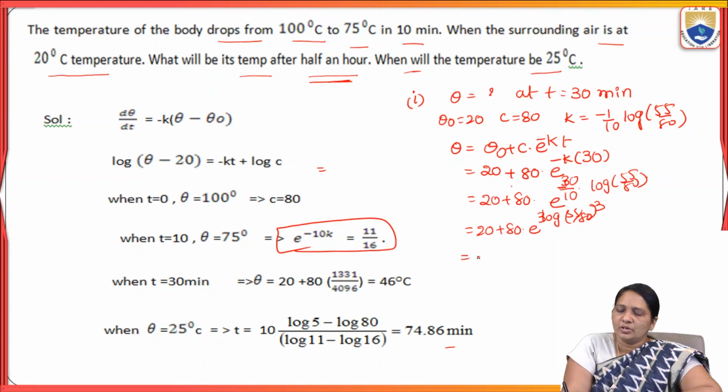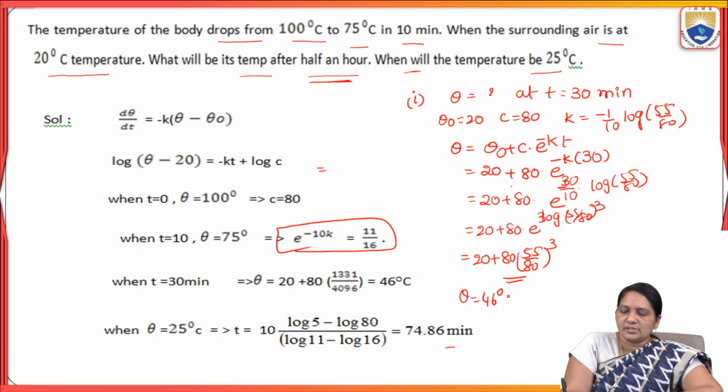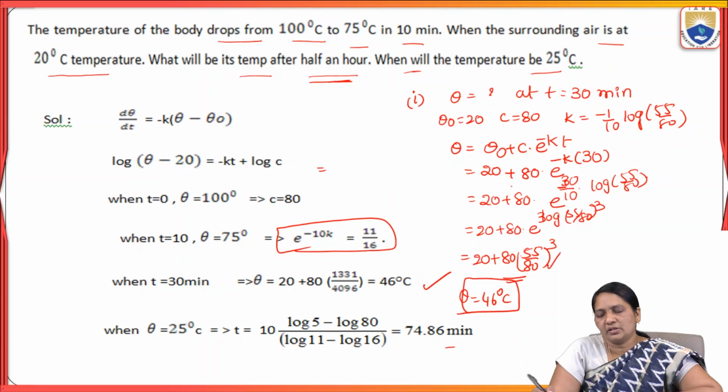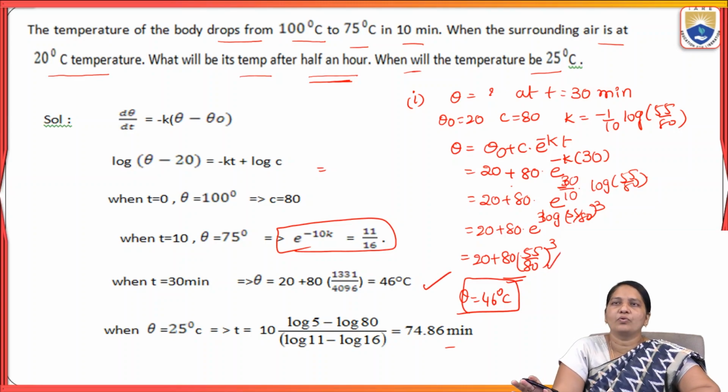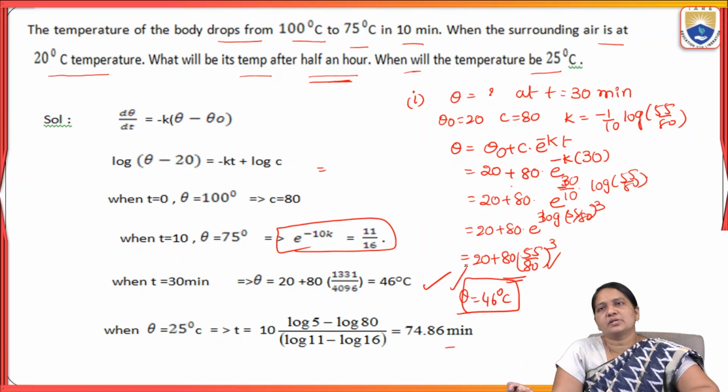So now 20 plus 80 into e power log of 55 by 80 whole cube. When you are simplifying this value, we are getting the theta value as 46 degrees C. This calculation we can do by using the calculator. Calculators are allowed for the exam, because we are having logarithmic values, right? So theta value is completed.